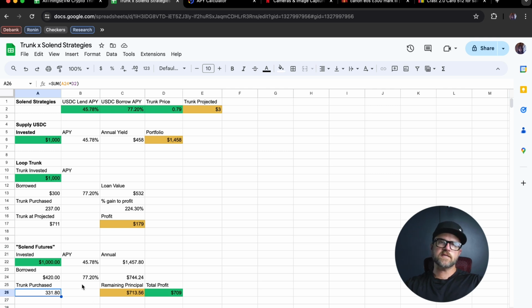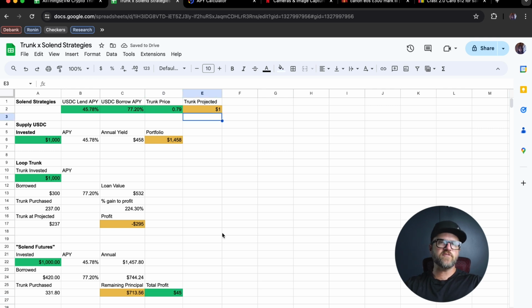And the best part about this, guys, unlike the looping strategy, you don't have to sell your Trunk in order to pay off your loan. So at the end of a year on this current strategy, based on the current APY, you're going to have a remaining balance of $713 original principal, and you're going to have 331 Trunk tokens. And even if Trunk only went to $1 by the end of the year, guys, you'd still have a total profit of $45 based on your initial investment.